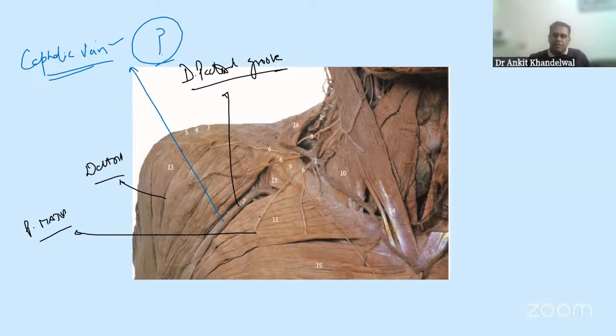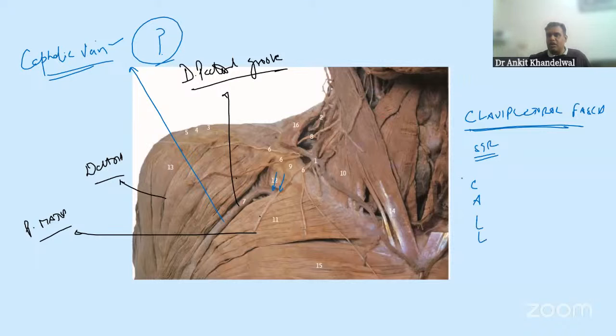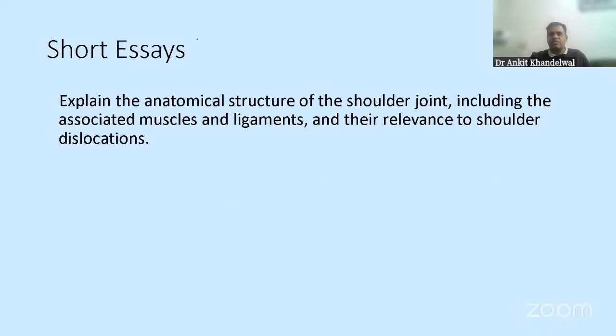And here in this part, you can see that it is entering inside. It is piercing which fascia? The clavipectoral fascia. We have discussed this in the previous session, the structures piercing it. The mnemonic was CALL. What was the C? The C was the same cephalic vein. So remember these points and some of the basic arteries that we have discussed.